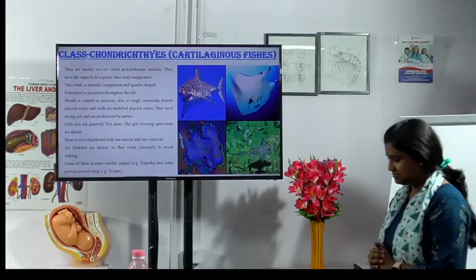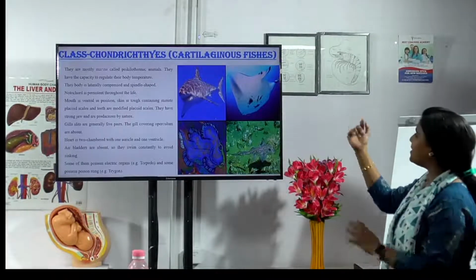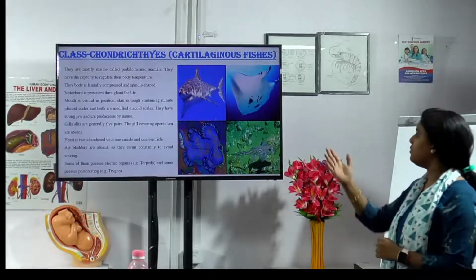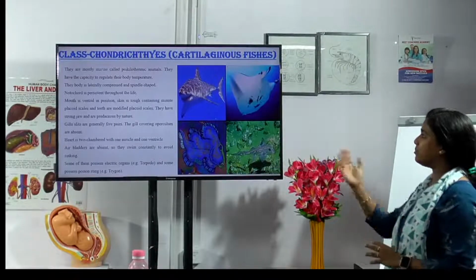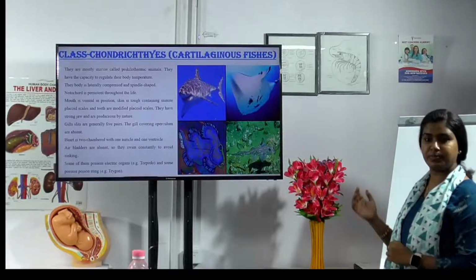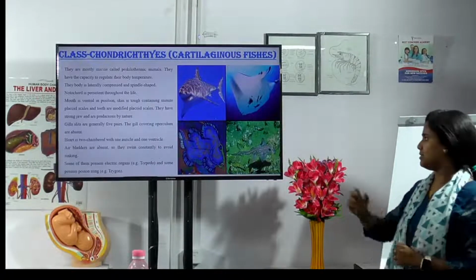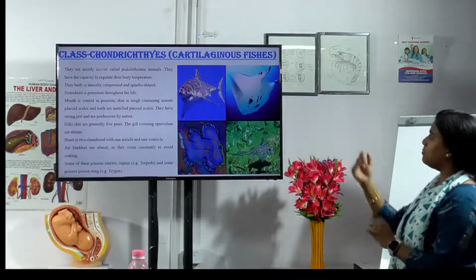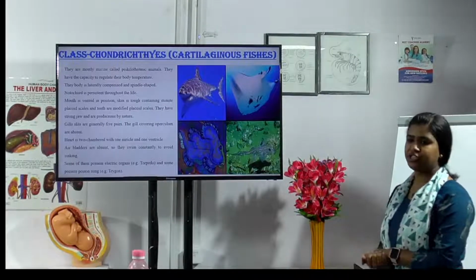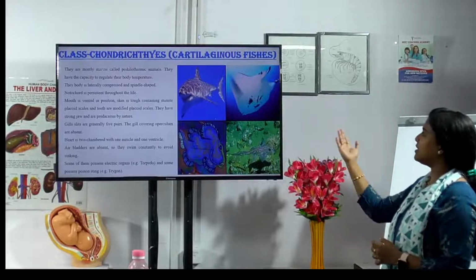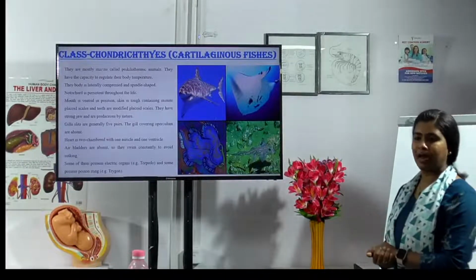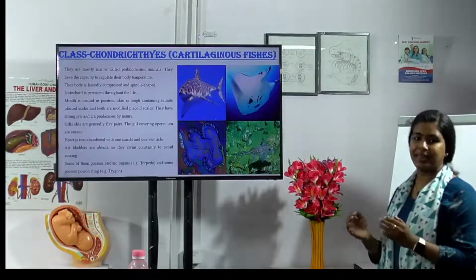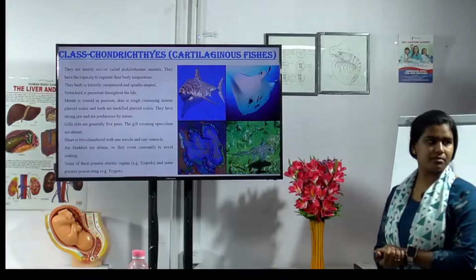Okay, they are mostly marine. They have the capacity to regulate their body temperature, and their body is laterally compressed and simple spindle shaped. The notochord is persistent throughout their life, and the mouth is ventral in position. The skin has a tuft containing minute placoid scales, and teeth are modified placoid scales. What are scales?